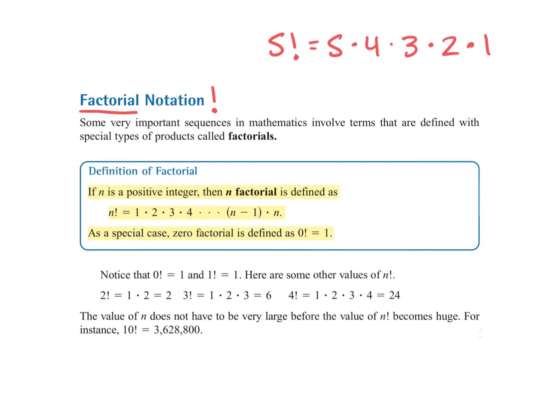So n has to be a positive integer. You can't take the factorial of a negative. And then also we have a special case where 0 factorial is 1. So that's important to know. 0 factorial is 1, and also 1 factorial is 1.